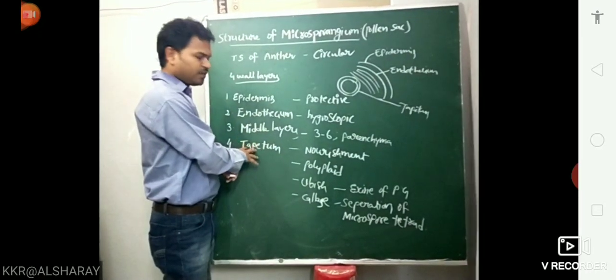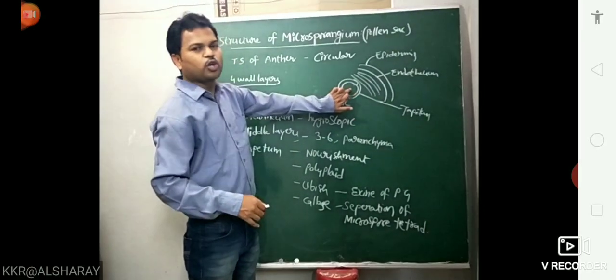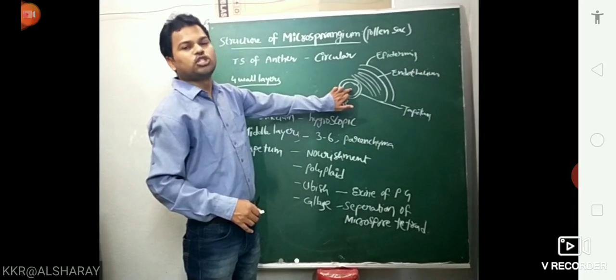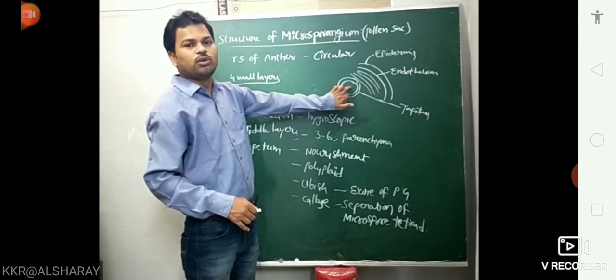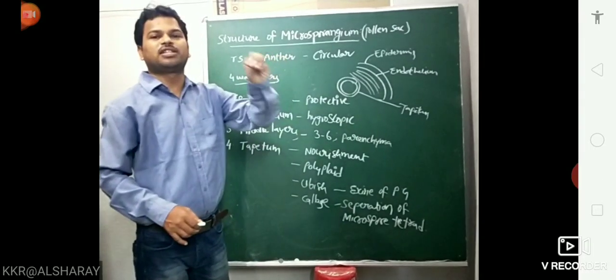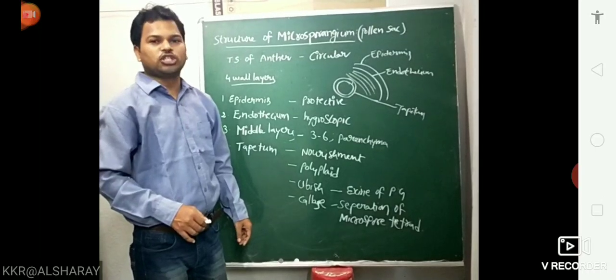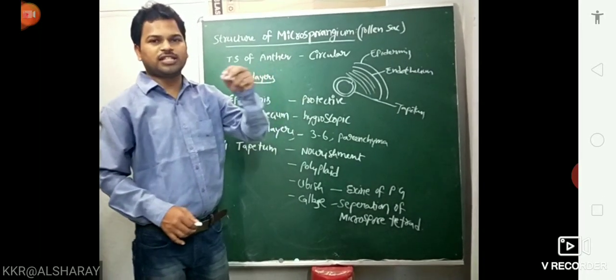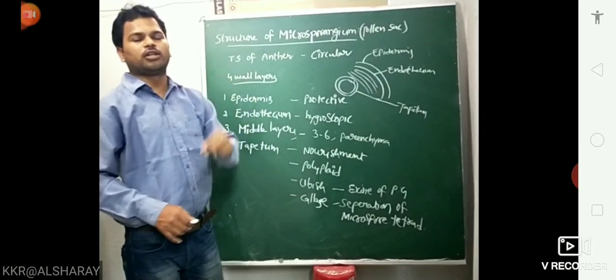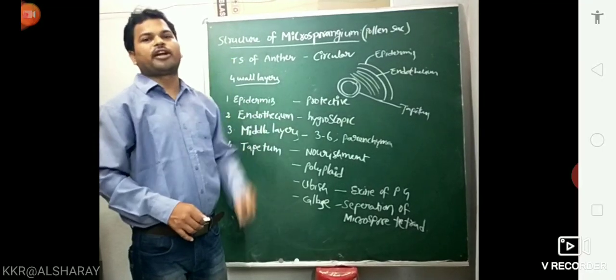Then after these four layers, at the center of the microsporangium the sporogenous tissue is present. Homogeneous cells present at the center of the microsporangium are called sporogenous tissue. Sporogenous tissue is also diploid in condition.